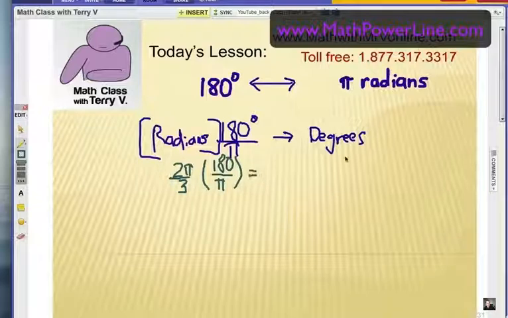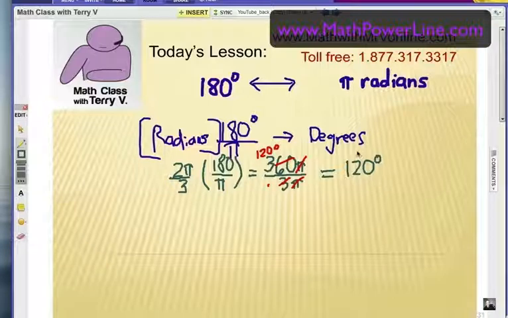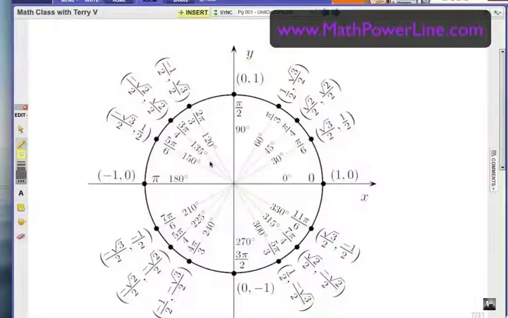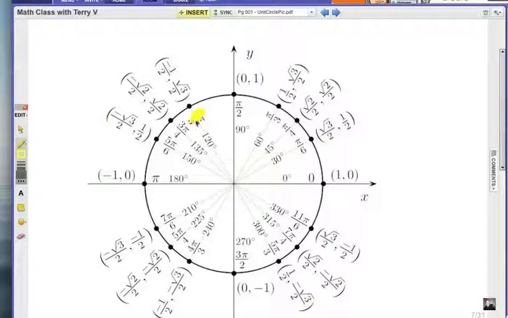So let's do 2 pi times 180, which is 360 pi over 3 pi. The pi's will cancel out, and we can also cancel a factor of 3 out of each, which gives me 120 degrees. Now let's check that on the unit circle. Yes, 2/3 pi is the same as 120 degrees. That was pretty easy.